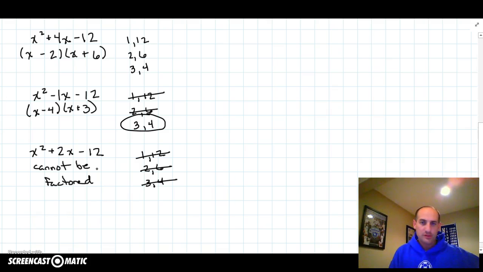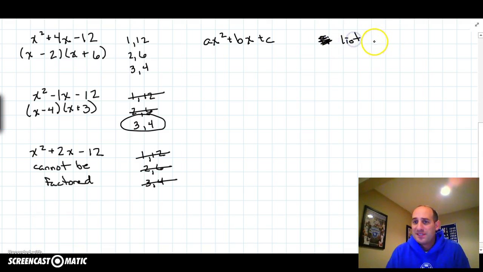Your book uses a chart to kind of do what I just did verbally. I'm not a big fan of using the chart, but if that's something that helps you to stay organized, certainly you can go ahead and use that. That wouldn't be a problem. So again, my steps, I'm going to write this out like this because it kind of works for everything. The first thing you would do is list the factors of C. That's going to be the number without the X.